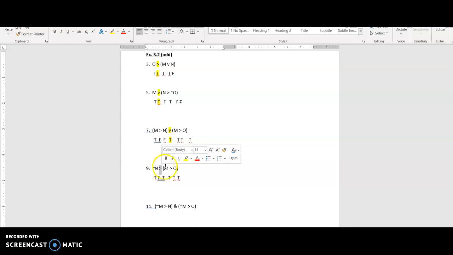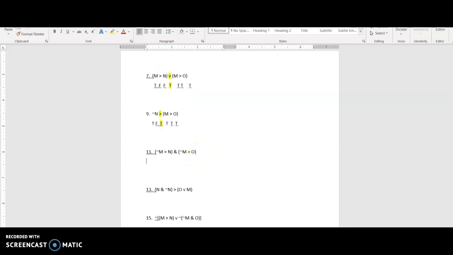Okay, so again, this was the main operator. Remember, if you have multiple operators outside of parentheses, there should only be one that's not a negation. In this case, we have negation conditional. So the one that's not the negation is the conditional. That's the main operator.